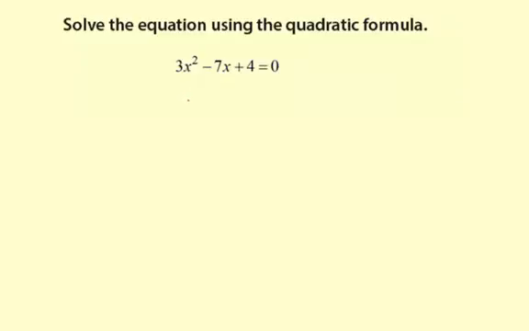Before that happens, though, I want to graph the related function on the calculator and see what type of solutions can be expected. So I'm going to graph y equals 3x squared minus 7x plus 4, and then take a look and see if there are going to be real solutions, imaginary solutions, just see what we can see.